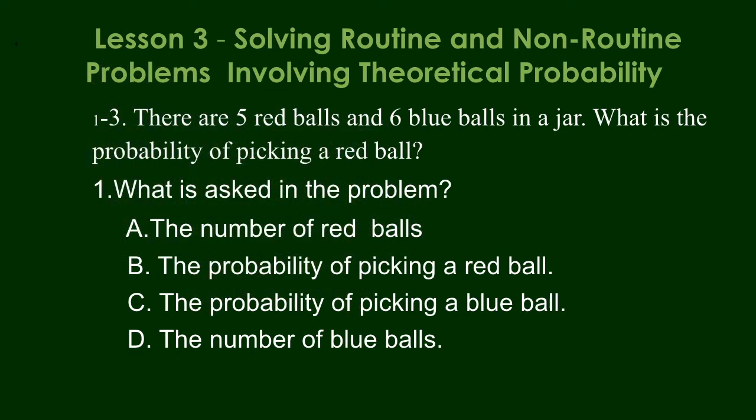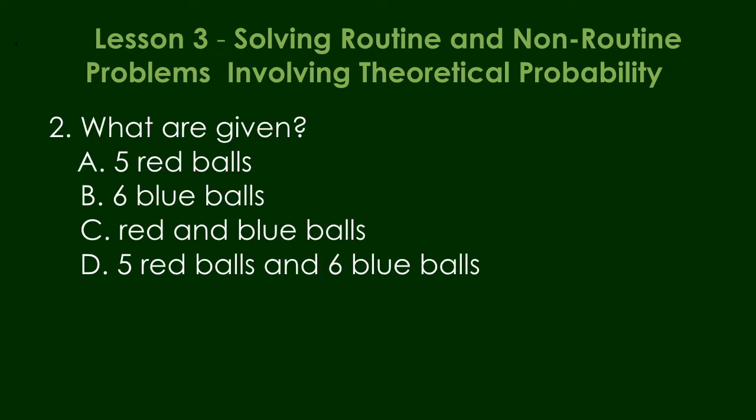Time is up. The correct answer is letter B, the probability of picking a red ball. Next, number 2. What are given? A, 5 red balls. B, 6 blue balls. C, red and blue balls. D, 5 red balls and 6 blue balls.